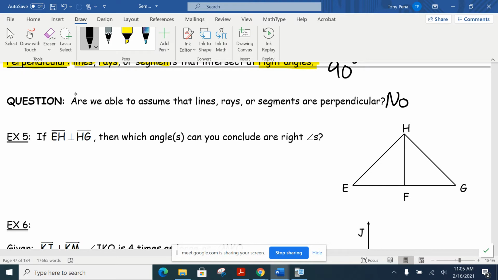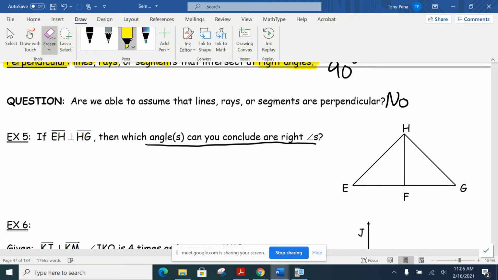So if I go to example number 5, we'll talk about what this means in a minute: which angles can you conclude are right angles? There's a lot of people who are going to look at this and say this angle right here and this angle right here, because they look like right angles. Just because they look like right angles, you're not going to say they are right angles. So we don't want to assume that these two guys right here are right angles.